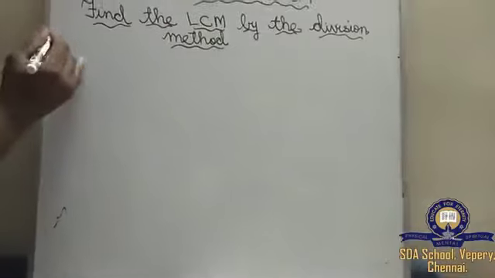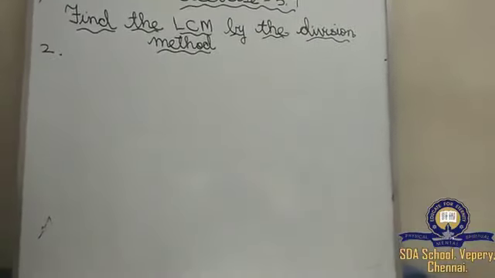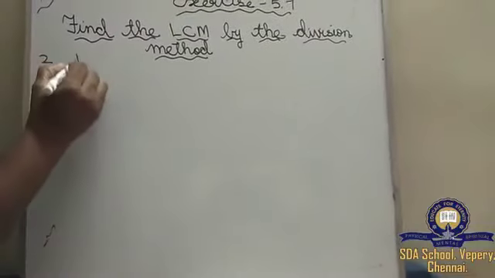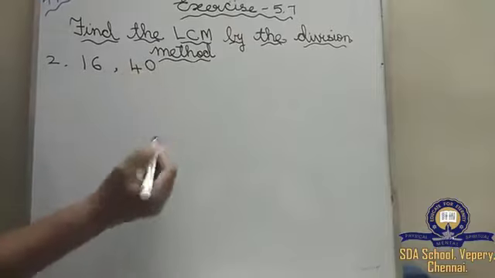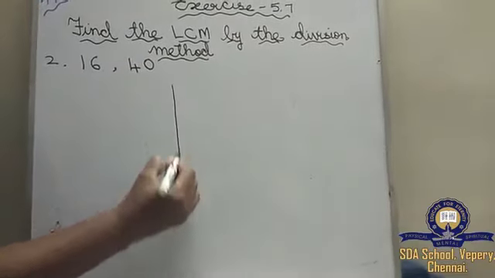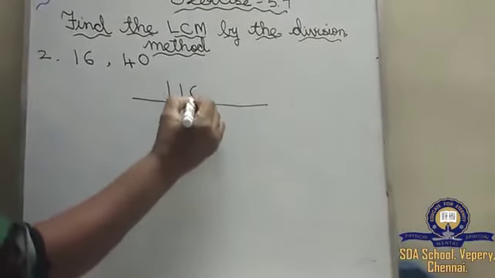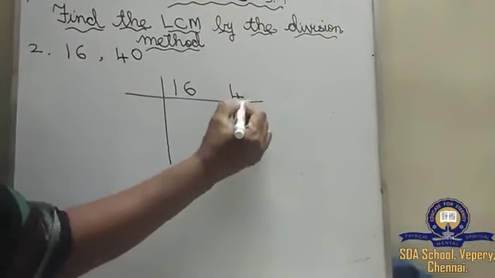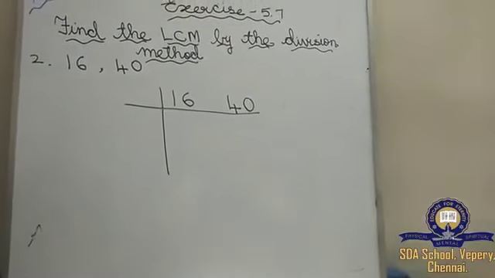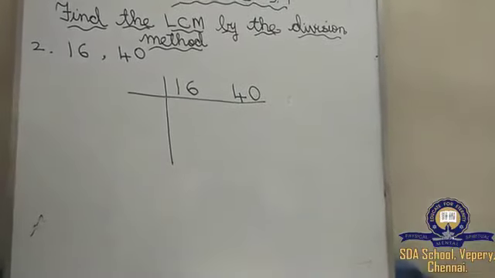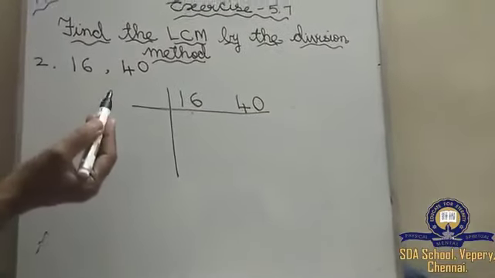Okay, the second sum. 16 and 40. Okay, we'll do 16 and 40. So now we have to find out these two numbers go in which table. 16 and 40 go in which table? Can you put 3 table?